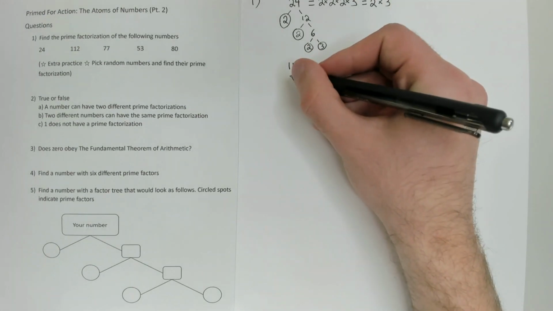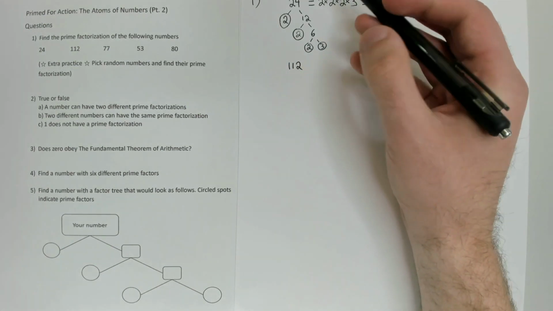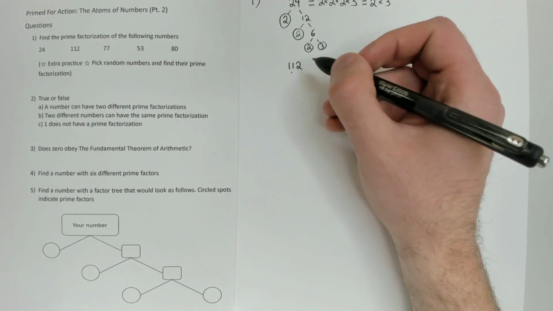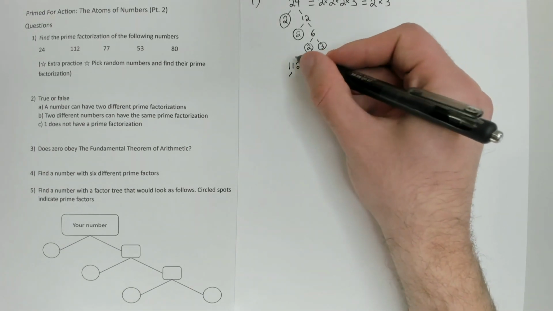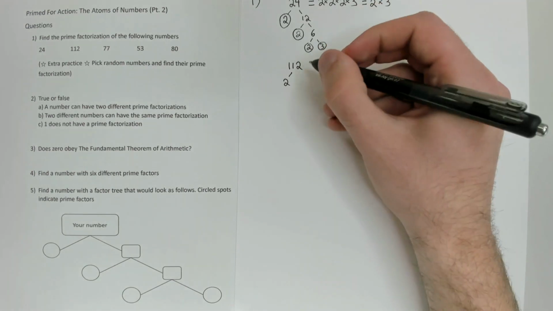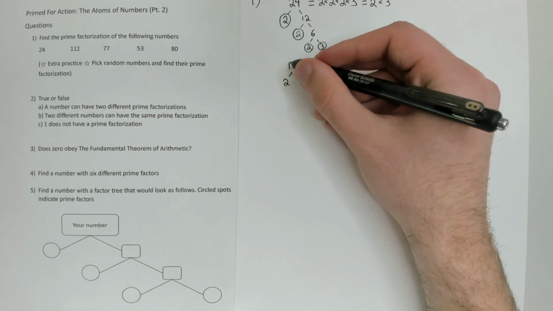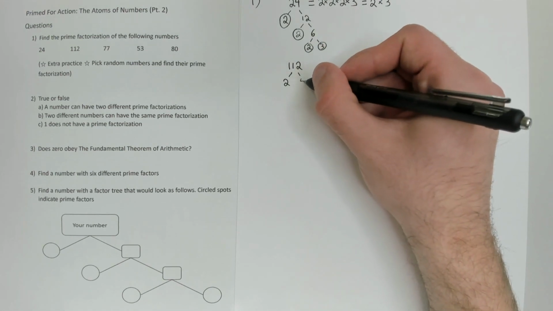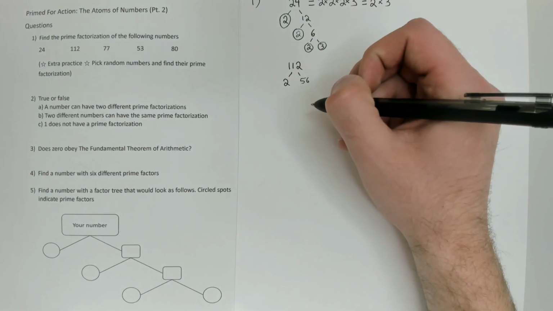So 112 is a little bigger, but that's alright. We can just use this factor tree method and it shouldn't be too much of a problem. So can we take 2 out of 112? Well, yeah, we can because it's an even number, right? So 2 times what gives me 112? Well, half of 100 is going to be 50. Half of 12 is going to be 6. So it's going to be 2 and 56 that give me 112.